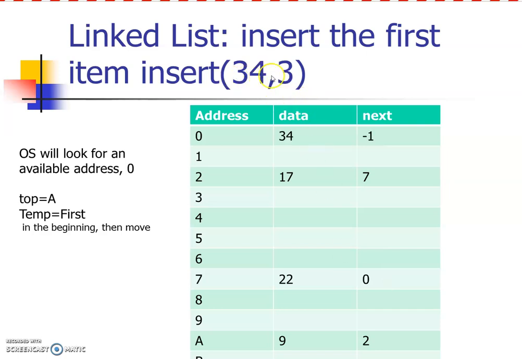The same example over here, say 34, then we will insert the value of 34. We start looking from the location A equals 9, go to the next location, 17, go to the next location, 7, go to the next location, 0. So this is the new location selected by the operating system. So all of the things are linked together.